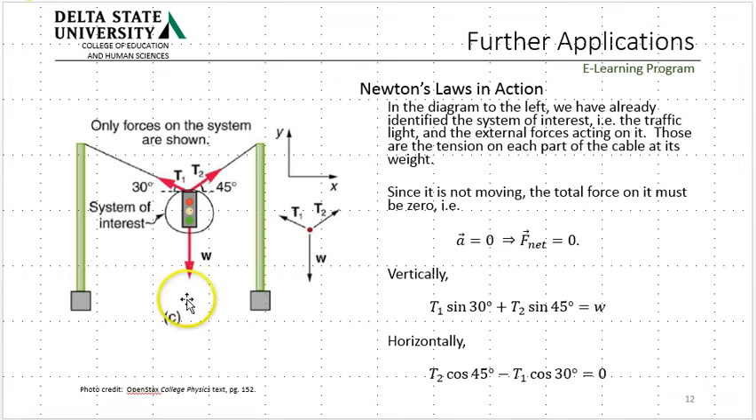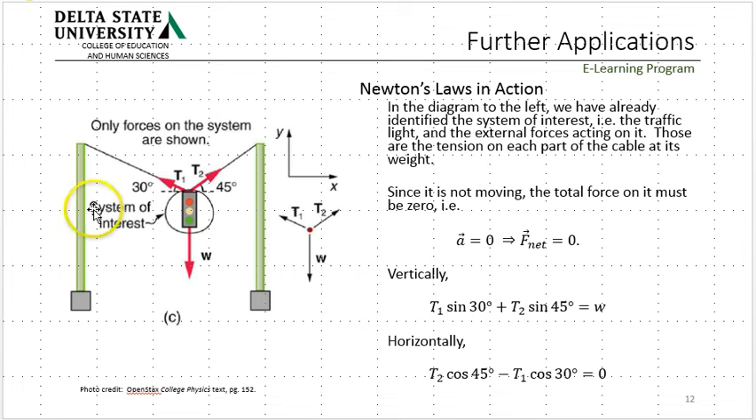So let's look at the vertical direction. Vertically, we have the weight coming down this way, and we have the component of T1 that goes this way, and the component of T2 that goes that way. For it to not be going up and down, the total net force has to be 0. So T1 sine 30 degrees, which is its vertical component, plus T2 sine 45 degrees, which is its vertical component, have to be exactly equal to the weight in order for those to cancel out.